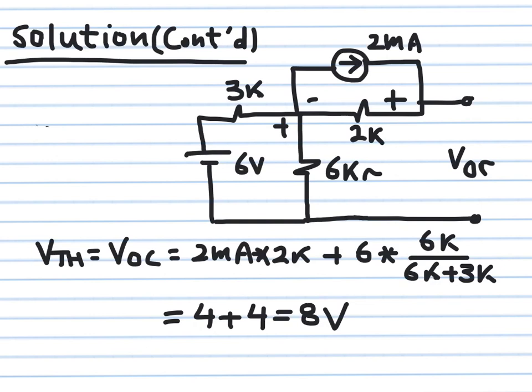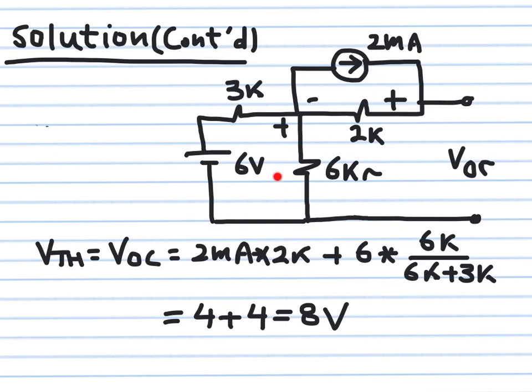You're just meeting at one point, and what we have to do is say that the V open circuit is equal to this voltage drop plus this voltage drop. This voltage drop here is equal to 2 milliampere multiplying 2K. This voltage drop here is obtained from a voltage divider. It is 6 multiplying 6K over 6K plus 3K. So this is the expression for the Thevenin voltage, which is the open circuit voltage. It is this drop plus this drop.